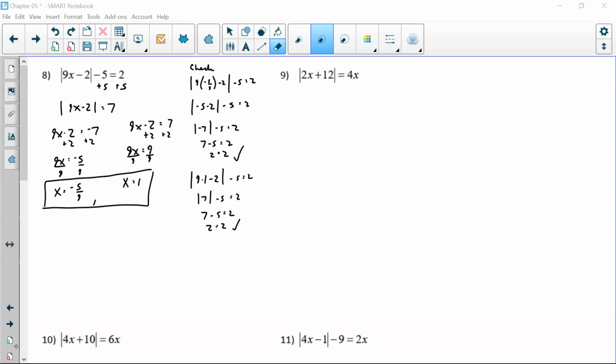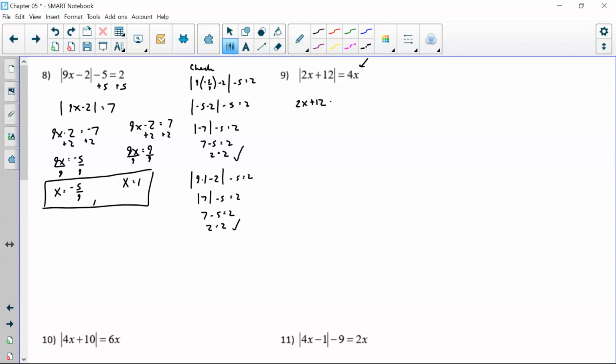Okay, now for problem number 9. They're going to get a little bit more complicated because what happens here is we have a variable on the outside. So with that variable on the outside, it's going to change some things for us. Now, what could happen here is if we had a negative on the outside, it's okay because we don't know what the variable's value is. But we still do the same thing.